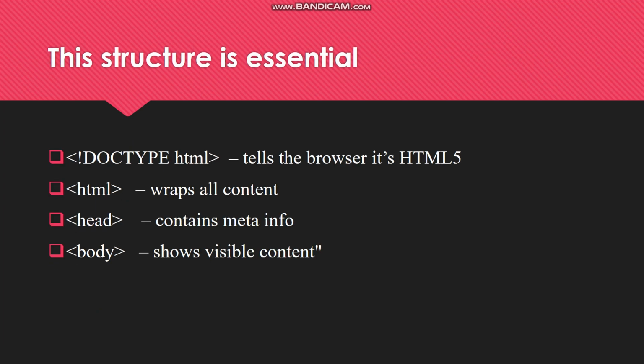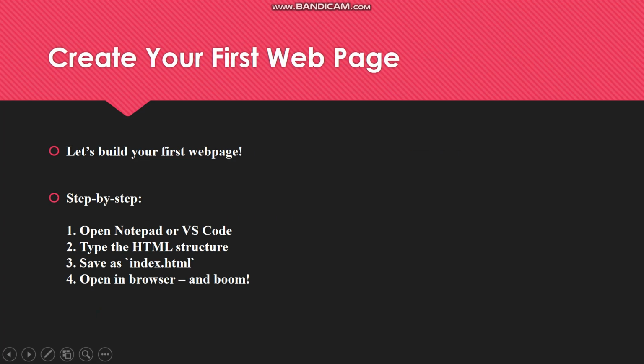First, in HTML5, the document type is html. It tells the browser to treat the page as HTML5. The html tag wraps all the content. Head contains meta information. Body shows visible content.